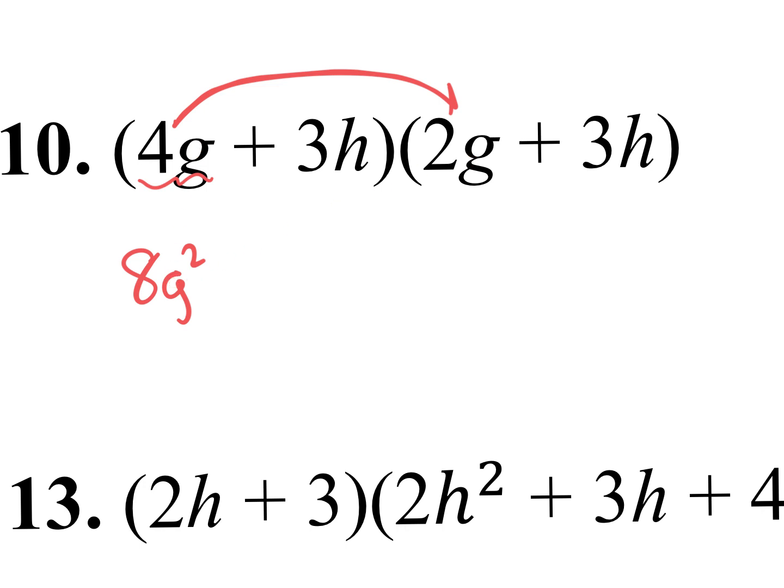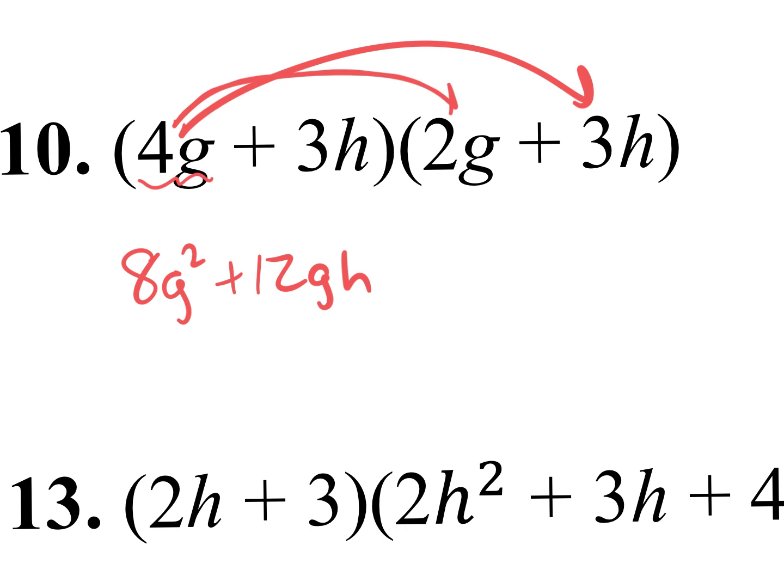How about 4g times 3h? Well, what is 4 times 3? 12. So put plus 12. And what is g times h? It's exactly that, gh, right? And alphabetical order, A, B, C, D, F, G, H. Yeah, so gh. G comes first, alphabetical order. So gh.